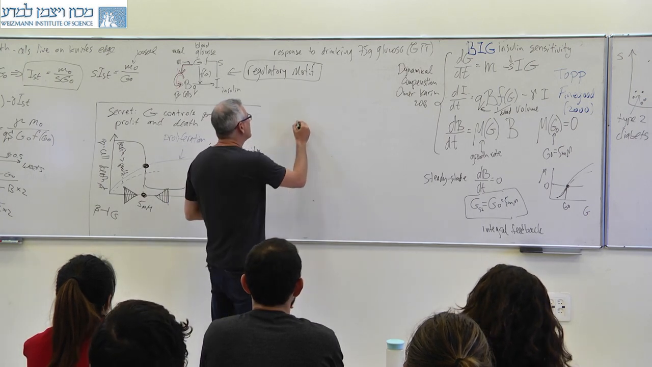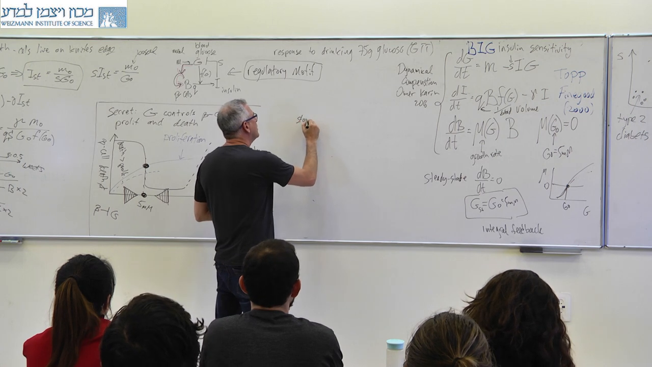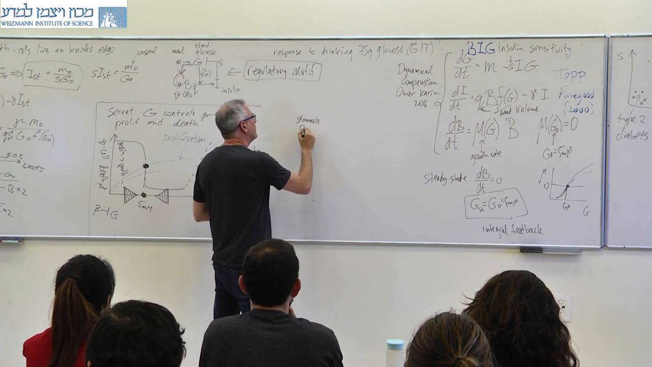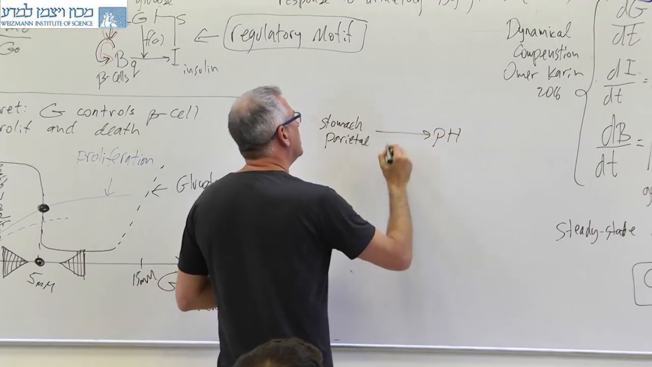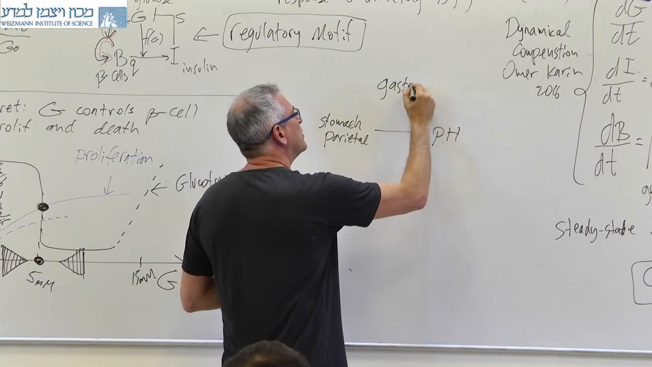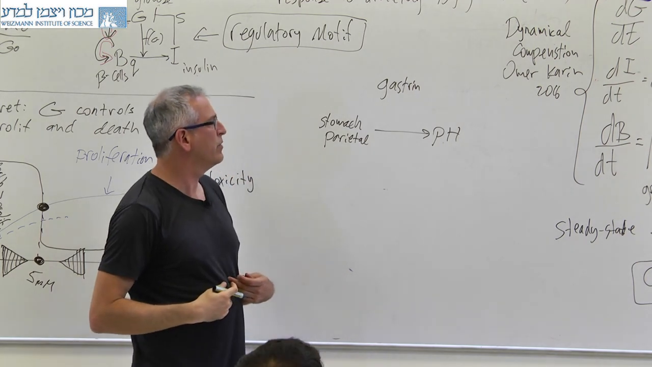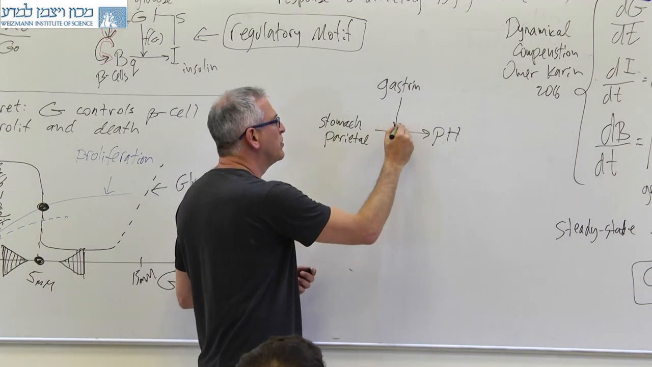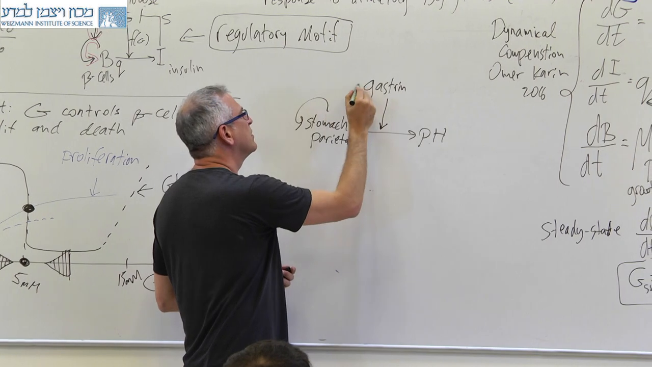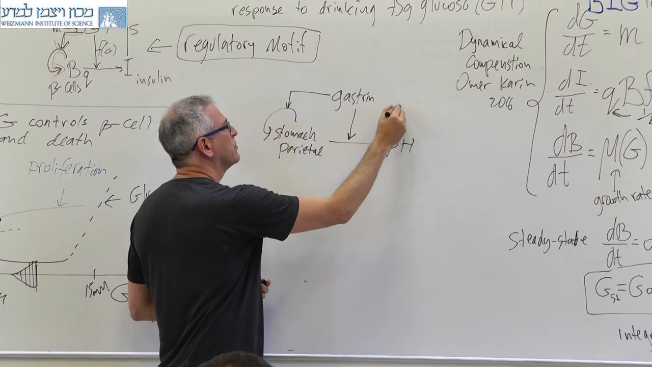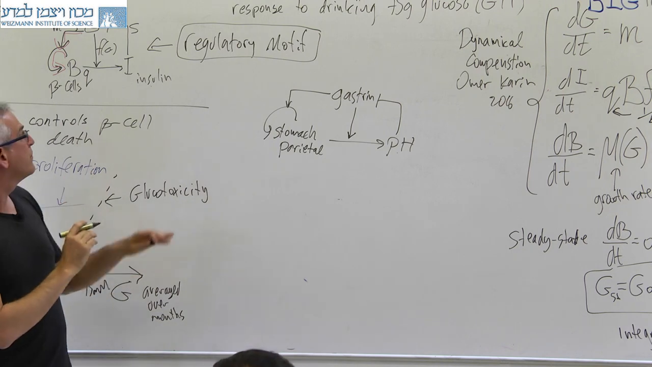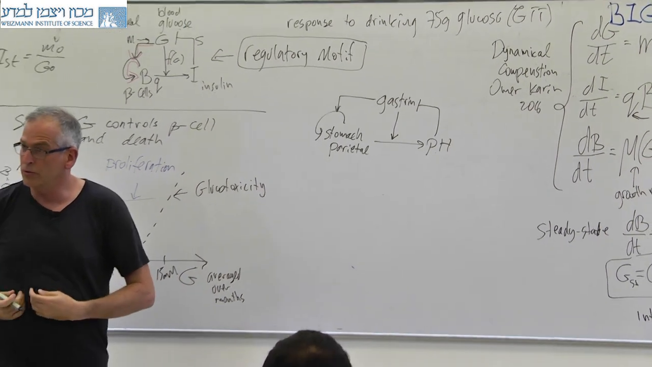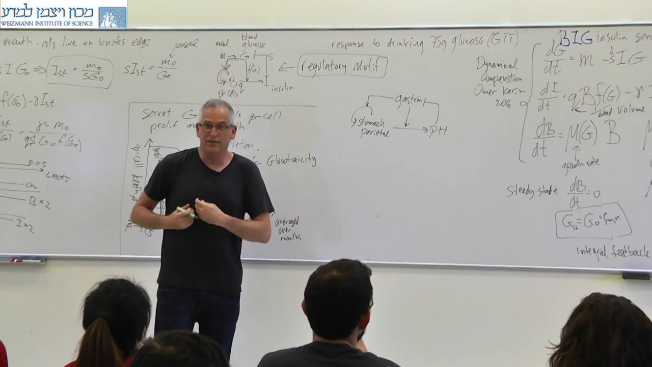So for instance, our stomach parietal cells make acid. And this is under control of a hormone called gastrin in our intestine that says, oh, there's not enough acid. It makes the cells secrete more and also makes those cells divide more. And acid, of course, stops it. So you see, it's the same motif. That controls our stomach acid production and the size of this tissue.